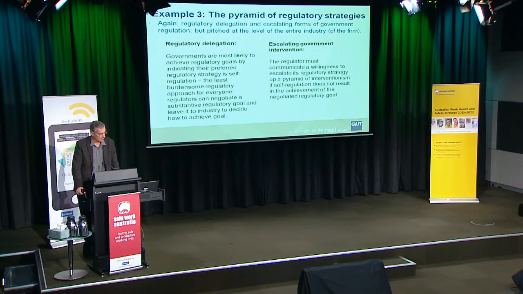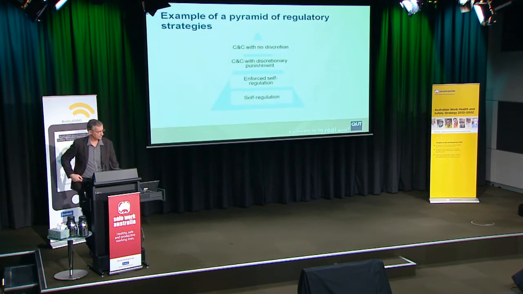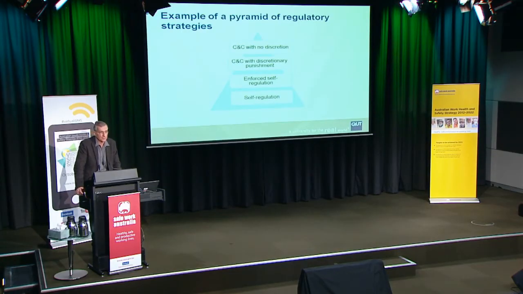So if a regulator starts with the idea that self-regulation is the ideal approach, it then indicates its willingness to escalate up the regulatory strategies pyramid of interventionism to stronger and more traditional forms of regulation. So, for example, what you might find is within a particular industry, self-regulation being the original approach, but over time, when there's clear non-compliance with the broad objectives of self-regulation, the regulatory strategy moves up to enforced self-regulation.